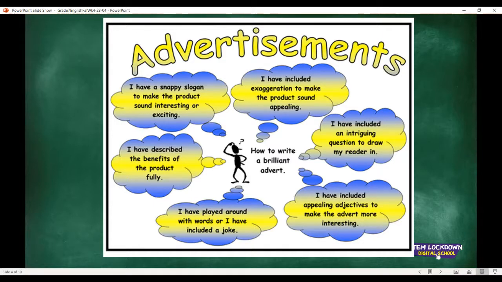So you'll go to the advert and you actually read it. And you may actually end up buying the product because they got your attention. I have described the benefits of the product fully. So the benefits of a product. Yesterday, we looked at those boots. Remember, I can't remember what they were called, to be honest, but you'll probably remember grade 7. And remember the person that reviewed it was saying how comfortable they were and how durable they were and waterproof.